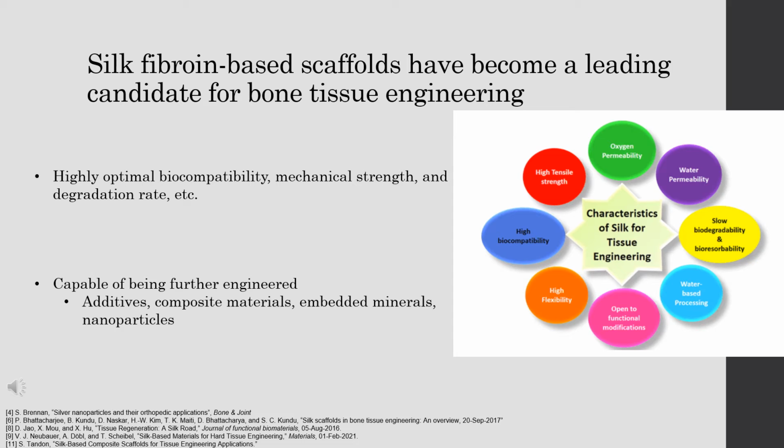Silk fibroin-based scaffolds have become a leading candidate for bone tissue engineering. Silk has been found to have highly optimal biocompatibility, mechanical strength, and degradation rate that makes it rank above other materials for bone tissue engineering. The versatility of silk scaffolds means that they are also capable of being further engineered and tailored through the use of additives, composite materials, embedded minerals, and nanoparticles.